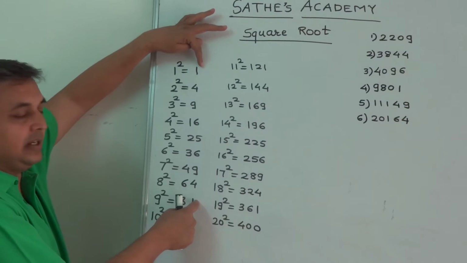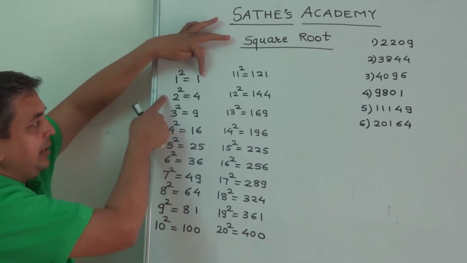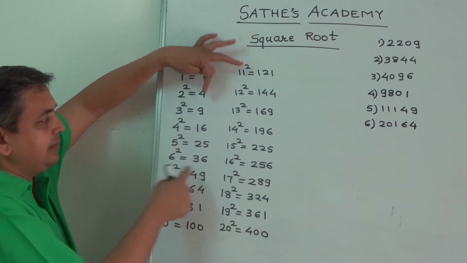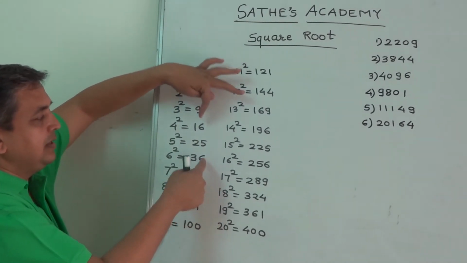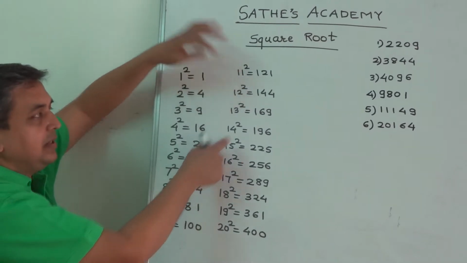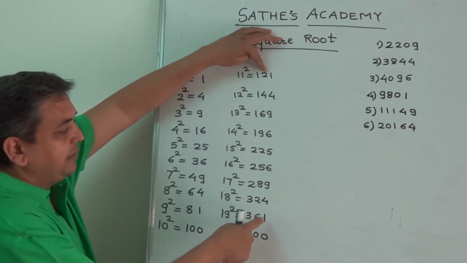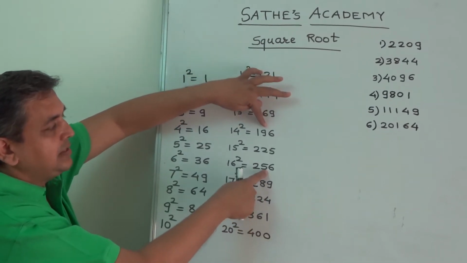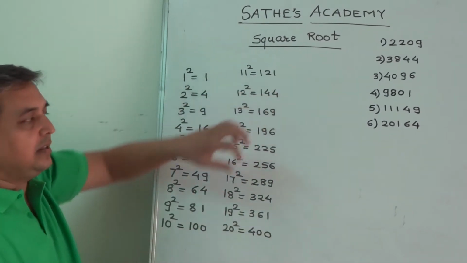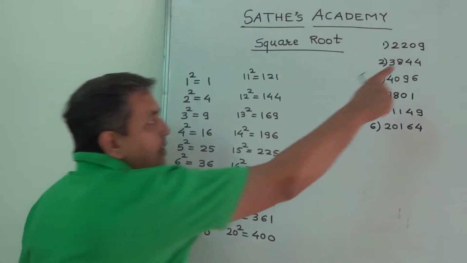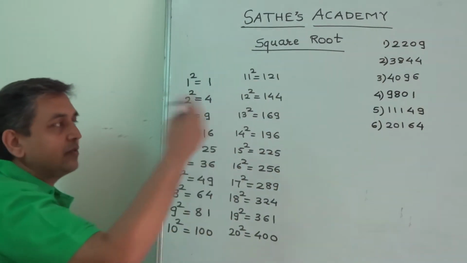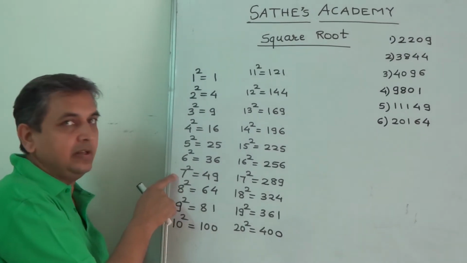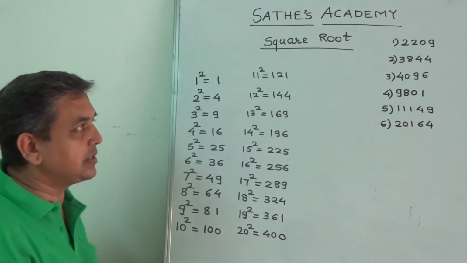We get 1 at the units place. Then in 2 and 8 we get 4 at the units place. 3 and 7 we get 9 at the units place. Then 6 and then 5. Same we find here. 1 at the units place, then 4, then 9, then 6 and then 5. This means if units place is 9 here, the square root of the number should contain either 3 or 7 in the units place. This we should understand.